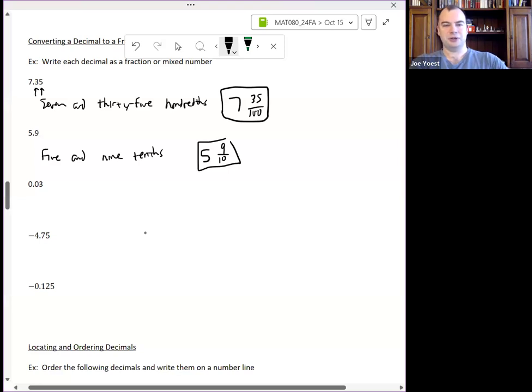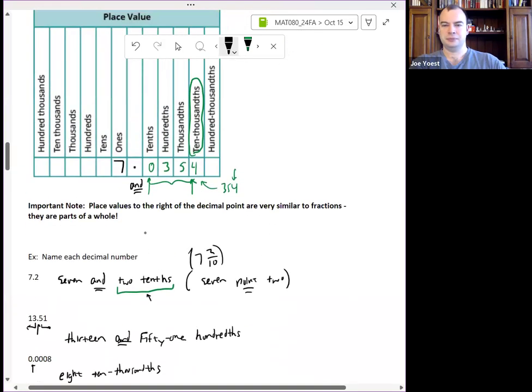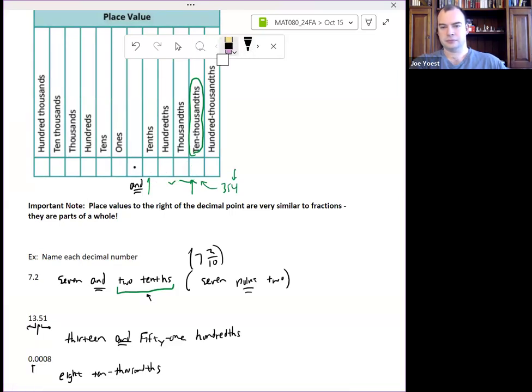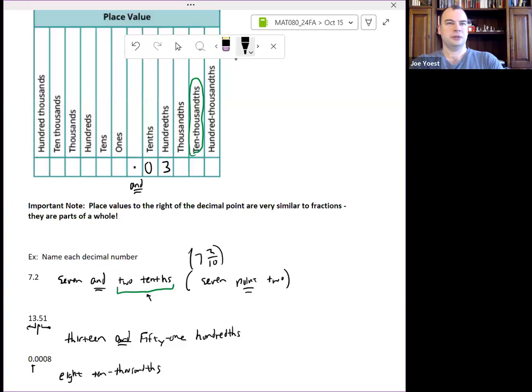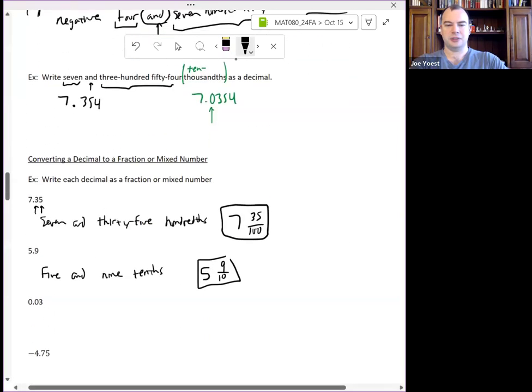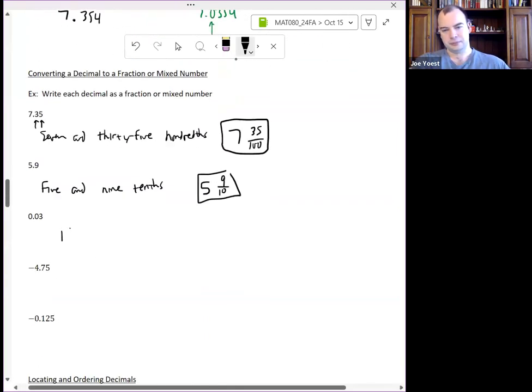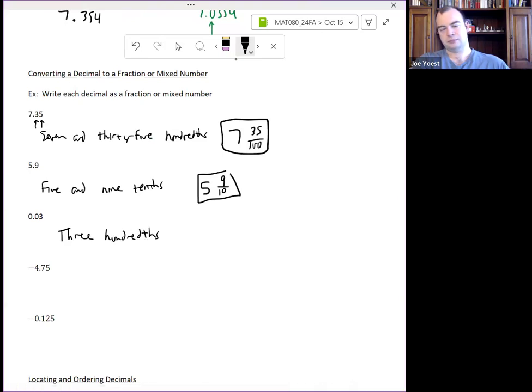Or something like this, 0.03. 0.03, we see that we have no tenths, we have 3 hundredths. So we just say that this is 3 hundredths. 3 hundredths, or 3 over 100.